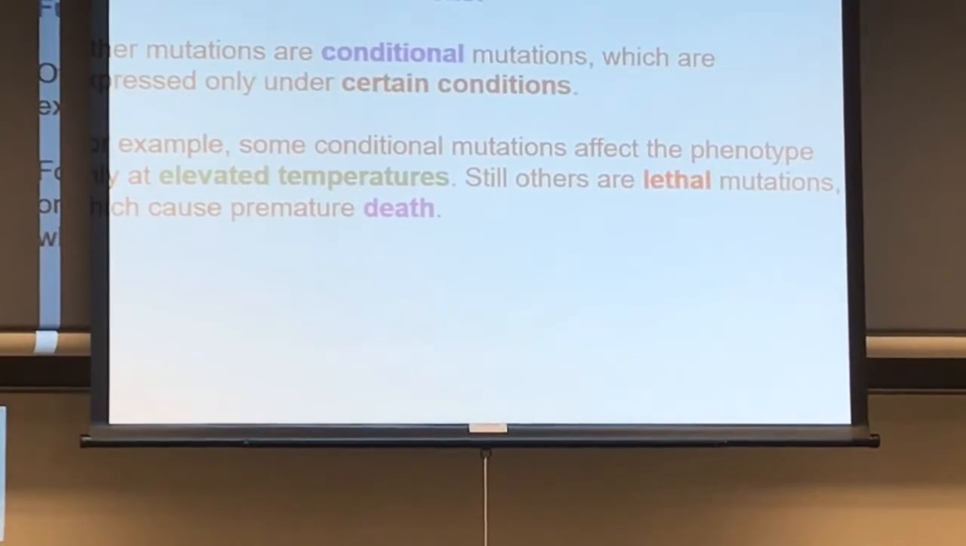Now there are some mutations which are referred to as conditional mutations. The mutation indeed has happened, but the gene is not activated until the temperatures have increased, or until there is more oxygen in the atmosphere, or until there is more sunlight, something like that. So mutations which are only active depending on the conditions or depending on the surroundings are referred to as conditional mutations. See, for example, some conditional mutations affect the phenotype only at elevated temperatures.